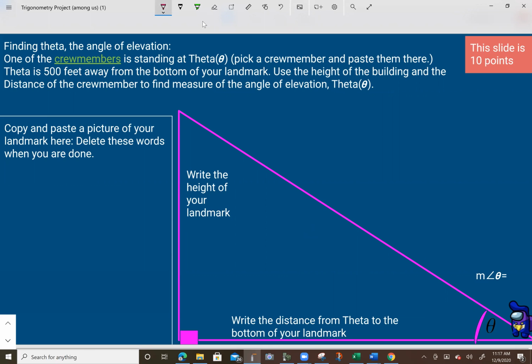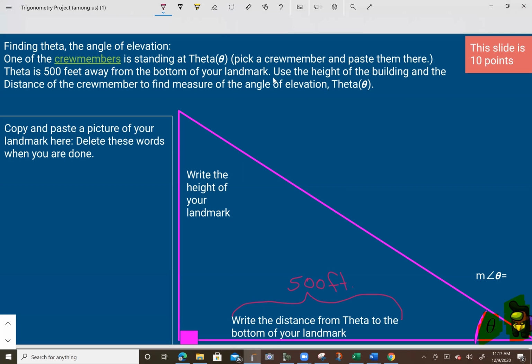And if you look down at the bottom of this page in the bottom right-hand corner, here's theta. That's my angle of elevation next to this little crew member dude that I picked. That's the Elvis dude. I like to picture him. And one of the crew members, the crew member standing at the angle of elevation, is 500 feet away from the bottom of your landmark. So I would like you to delete this whole sentence, where it says write the distance from theta to the bottom of your landmark, and that distance is going to be 500 feet.